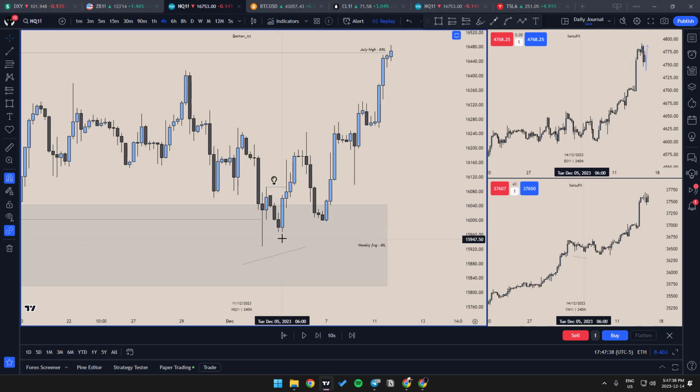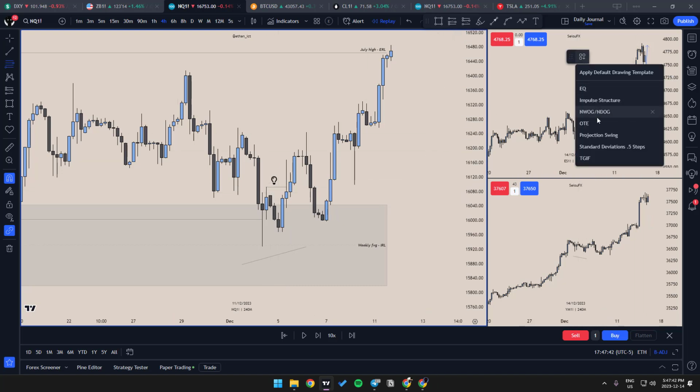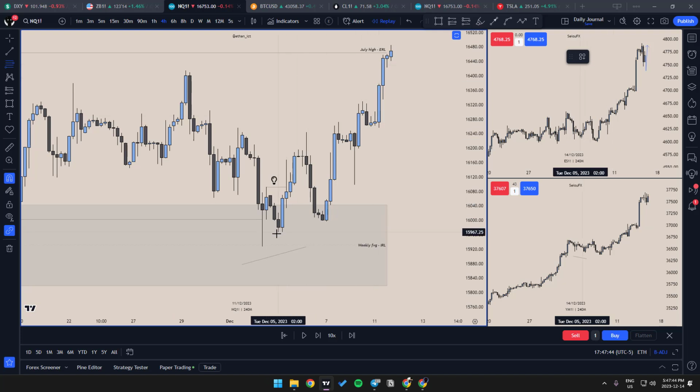And once we had this SMT divergence, I draw my projection swings to get the weekly target, because this is time-based manipulation, right? This occurred on a Tuesday, where we expect either a Tuesday low of the week or a Wednesday low of the week. So in this case, we had this SMT divergence occur on Tuesday.